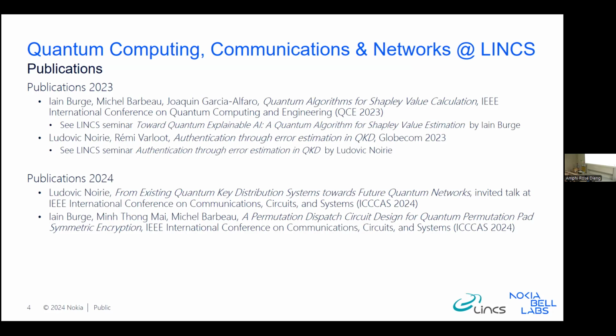And in 2024, I was invited to a conference about communications, circuits and systems, and the topic of my invited talk was about the transition from existing QKD systems to future quantum networks. And Jan Burge with Ming-Tong Mai and Michel Barbeau also presented at the same conference something about the permutation dispatch circuit design for quantum permutation path symmetric encryption.